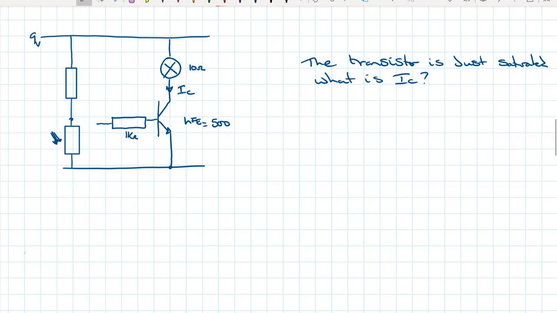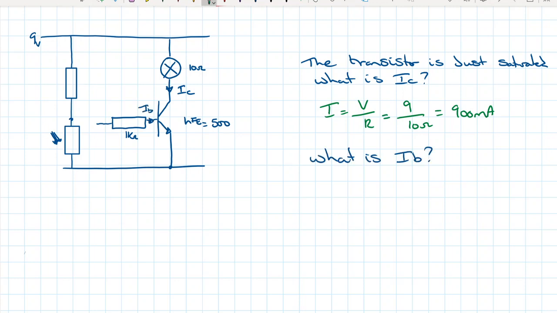So first of all, if the transistor is just saturated, so it's just turned fully on, what is the collector current? The first assumption we're going to make is that if it's just turned on, then all of our voltage must be across the lamp. So in that case, we must have 900 milliamps flowing down through it. Okay, so let's work out what the current in the base is going to be.